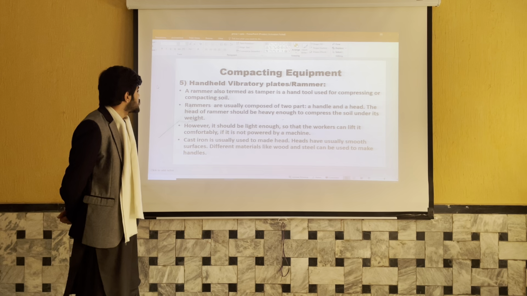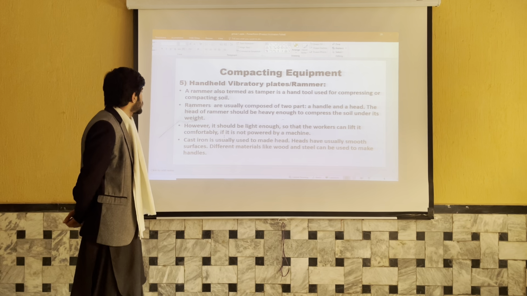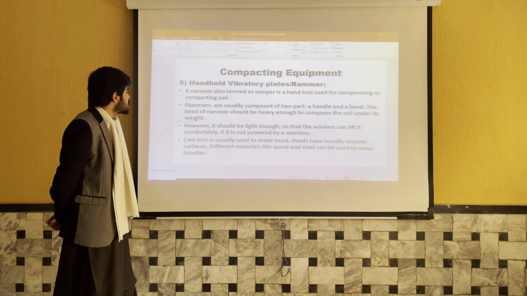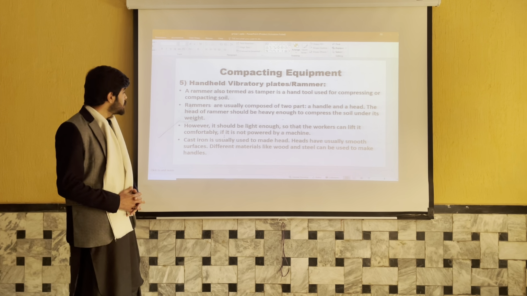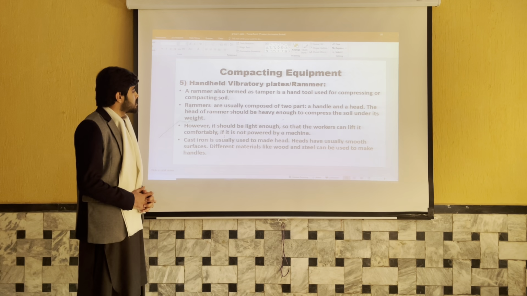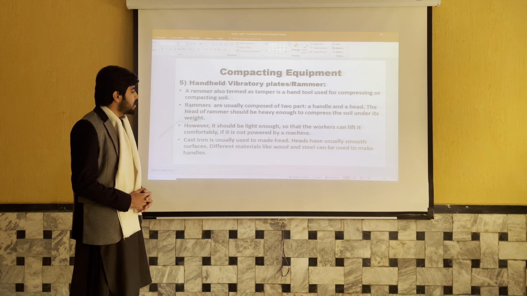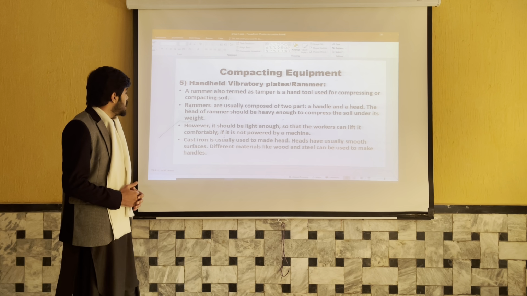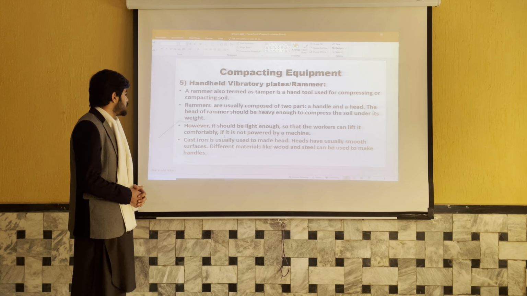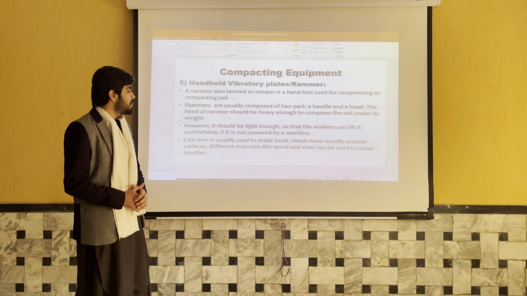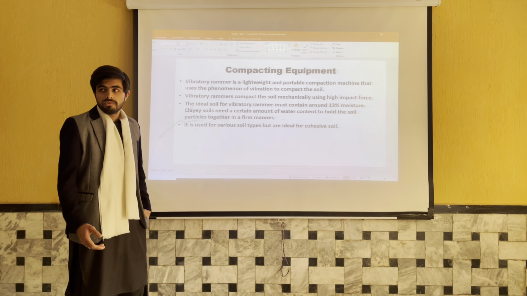Handheld vibratory plates and rammers. A rammer, also termed a hammer, is a hand tool made for compressing or compacting soil. Rammers are usually composed of two parts, a handle and a head. The head of the rammer should be heavy enough to compress the soil under its weight. However, it should be light enough so that workers can lift it comfortably if it is not powered by a machine. Cast iron is usually used to make the head. Heads usually have smooth surfaces. Different materials like wood and steel can be used to make them.